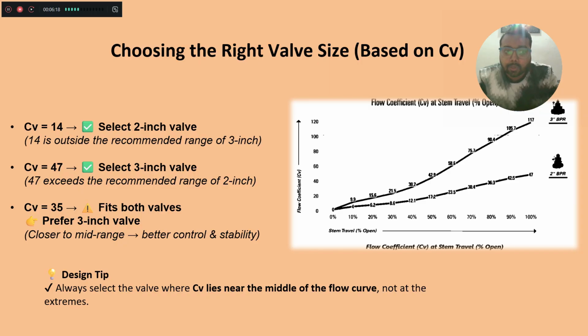Now suppose we have a CV of 35. Again you raise a question that 35 is coming into the 80% of the 2-inch valve, but we already recommended that you try to make the control valve maximum flow up to the 70% of the opening. That is very much better. So we should go for the 3-inch. Still, the 35 is coming to the lower mid category of the 3-inch valve. So the design tip is that always select the valve CV in such a way that CV lies in the middle of the flow curve. That is the thumb rule of any CV.